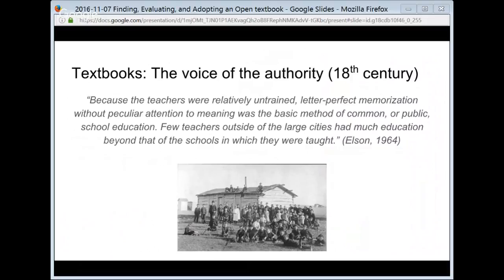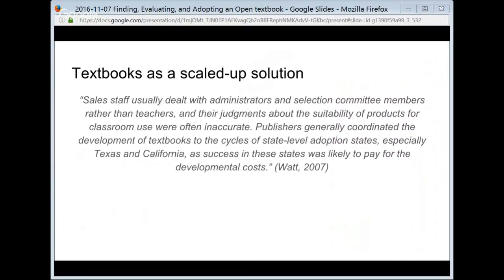Then later, when we turned into the 20th century, there was a shift towards more of an industrial way of using textbooks. Now you had a couple of textbook publishers that wanted to develop a market that was large enough to sustain their efforts.